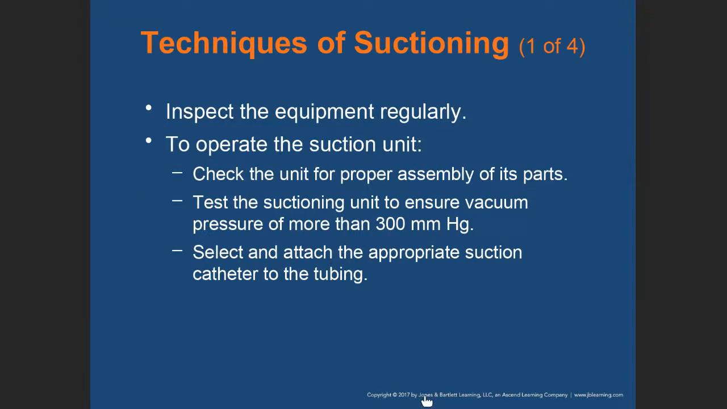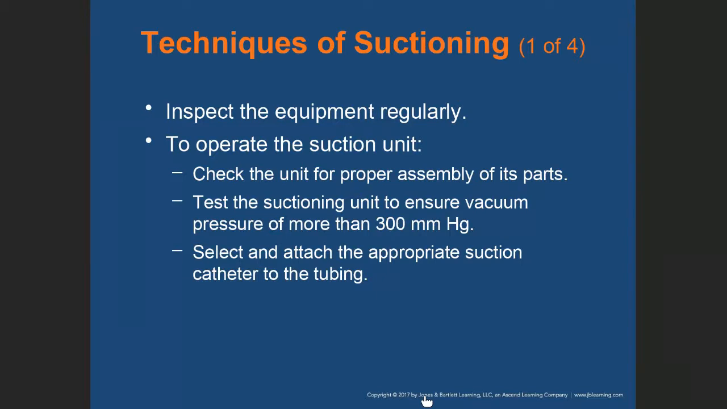All right, now techniques for suctioning. You have to be familiar with the device that you're using. The new type suctions, once you turn it on, start to create the vacuum pressure, and you want a vacuum pressure that is above 300 millimeters of mercury, not less than. You choose the most appropriate suction device. If there's a large amount of secretion, you want a rigid Yankauer tip catheter. If there is minimal secretions, you want a flexible French tip catheter.